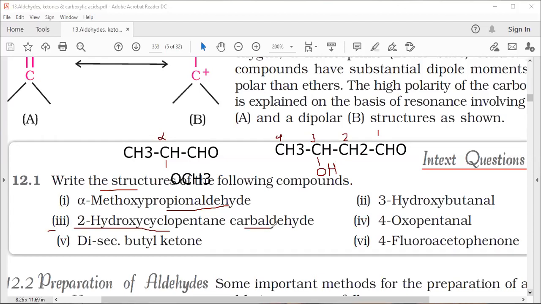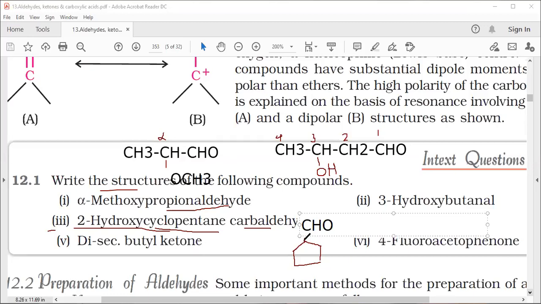Now this is cyclic or simple? Cyclic. Cyclopentane. So first of all, you have to draw cyclopentane carbaldehyde. So how can we write cyclopentane? You have to draw temple-like structure. So this is the cyclopentane. And major functional group is aldehyde. So here we write aldehyde group CHO.